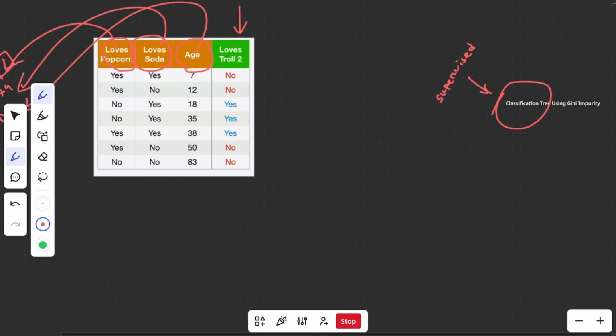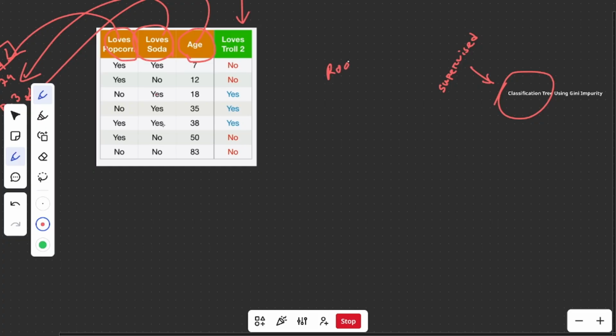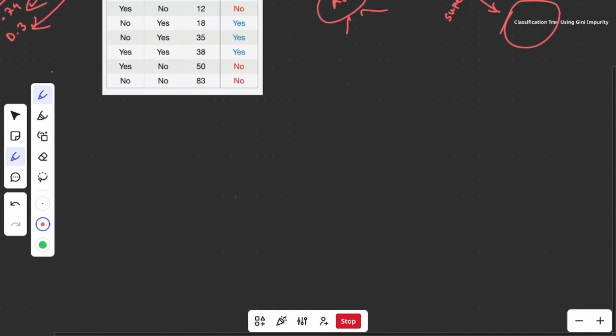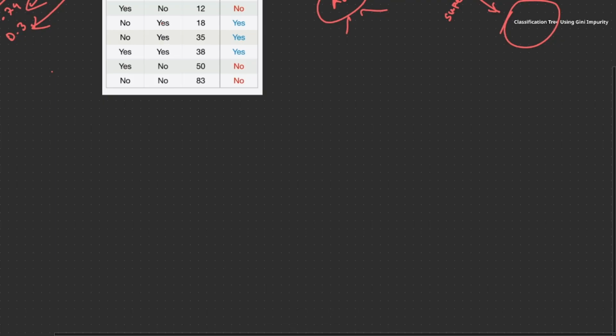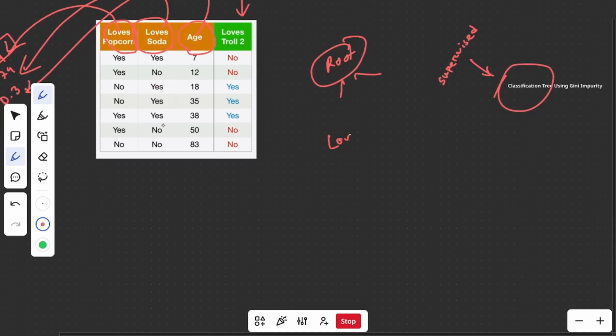So we are learning a tree. For a tree, we have to have the root first. Okay. So for getting the root, we have to find the lowest Gini impurity. So how can we find out Gini impurity? Let's see. First, let's pick Love's popcorn.